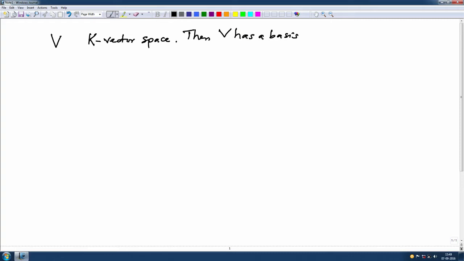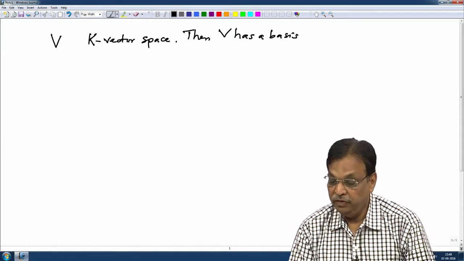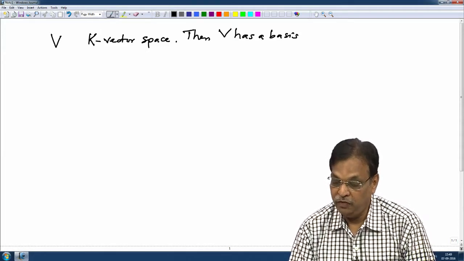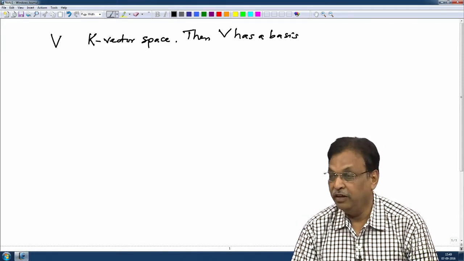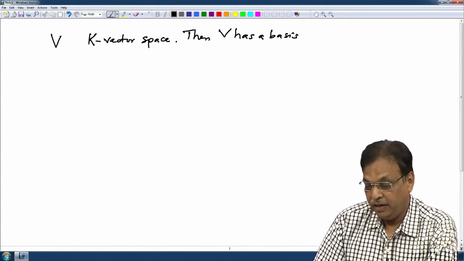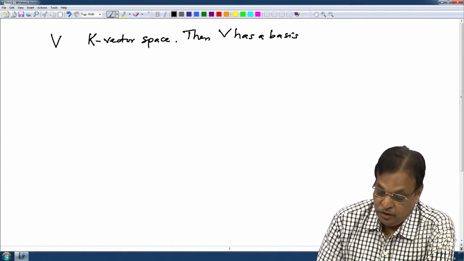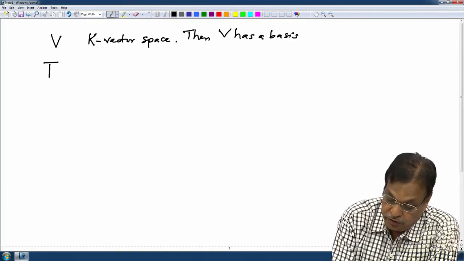In case V has a finite basis, then we will say V is finite dimensional. In case V has an infinite basis, then we will say it is not finite dimensional, or infinite dimensional. But in this lecture I want to prove that any two bases of V have the same cardinality. So, the theorem I want to prove is the following theorem.